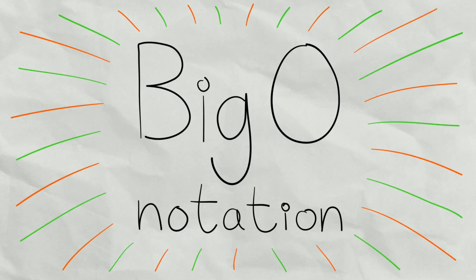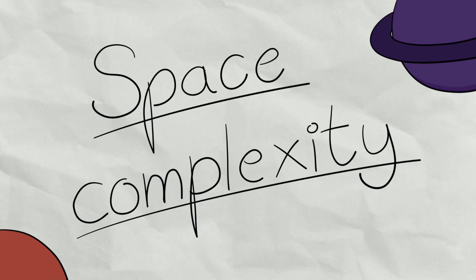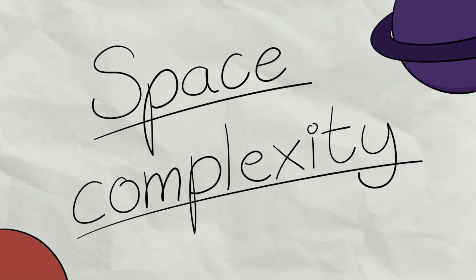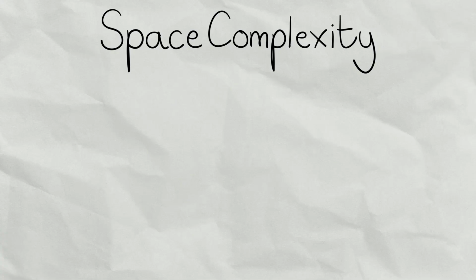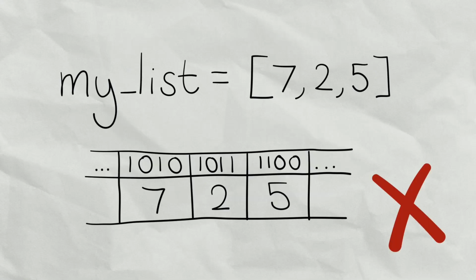Finally, everyone's favourite part, big O notation. It may seem daunting, but I'm going to break it down in a way so that hopefully everything clicks into place. Let's start with the space complexity, as I believe that's much easier to grasp. The space complexity is the amount of memory we'll need to execute the bubble sort. However, this does not include the memory needed to store the original list in the first place.